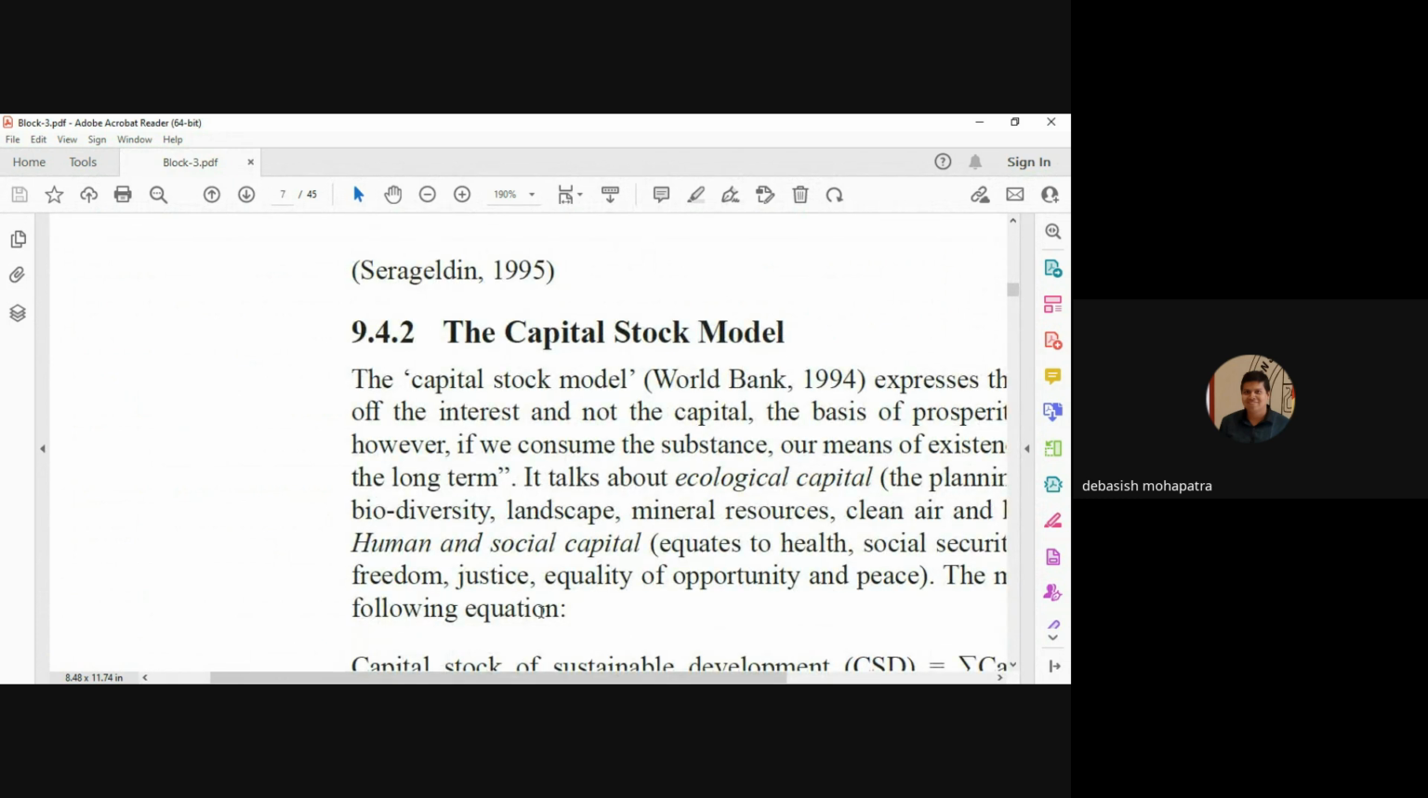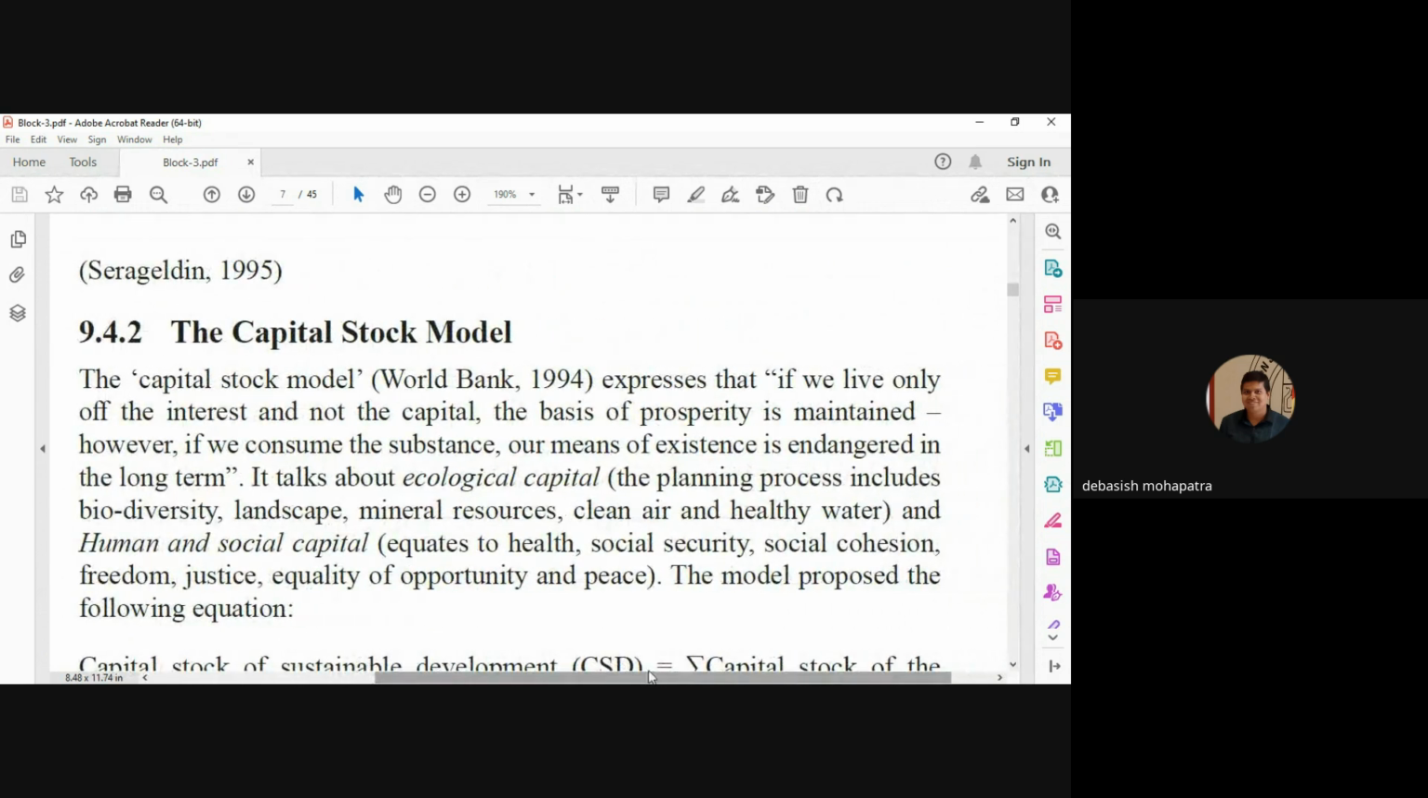So first is the capital stock model. The capital stock model says that if we live only off the interest and not the capital, the basis of prosperity is maintained. Means if we think that nature is a bank in which we invest something and only utilize the interest, not the investment amount, then we'll always live in prosperity. However, if we consume the substance, our means of existence is endangered in the long term. But if, instead of consuming only the interest, we consume the invested amount also, then it becomes unsustainability. In the long run, we will not be able to survive.